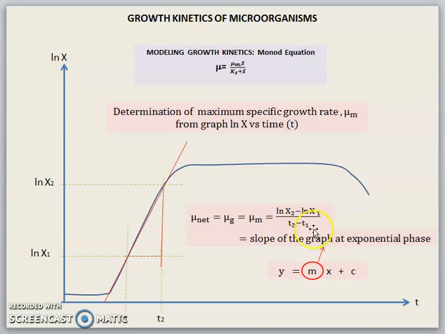From the equation here, you see that it is based on the slope of the graph at the exponential phase. Again, I highlight: the slope of the graph at the exponential phase. It means that if you're using Excel, you need to plot only the tabulated data at the exponential phase. Then, from the linear line equation, which is represented by y equals mx plus c, you just take the slope of the graph.